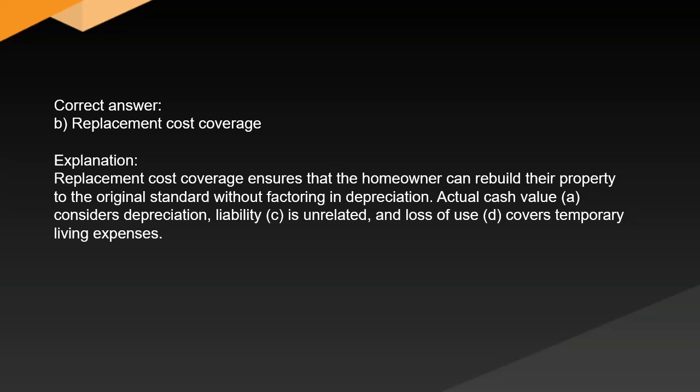Explanation. Replacement cost coverage ensures that the homeowner can rebuild their property to the original standard without factoring in depreciation. Actual cash value, A, considers depreciation. Liability, C, is unrelated, and loss of use, D, covers temporary living expenses.